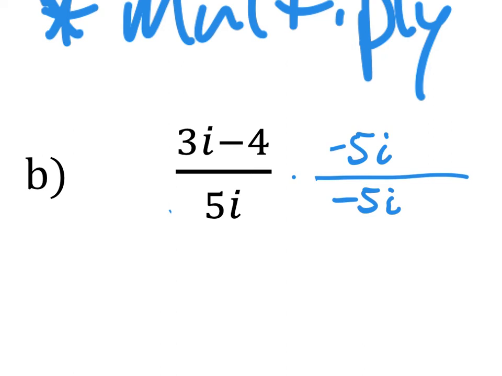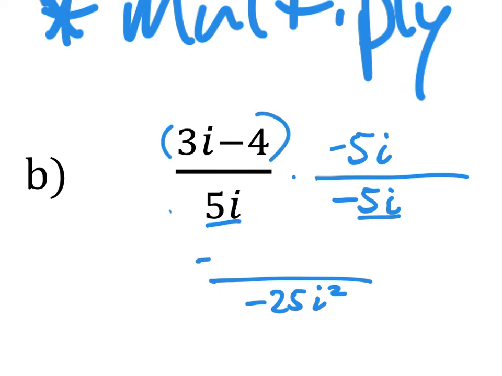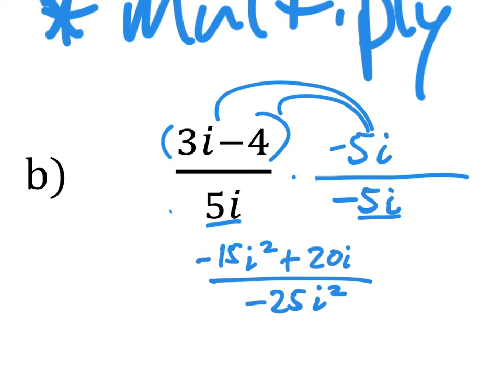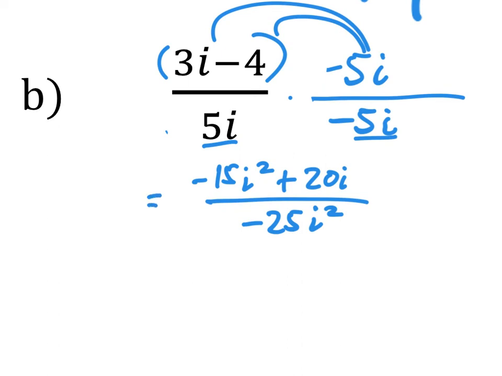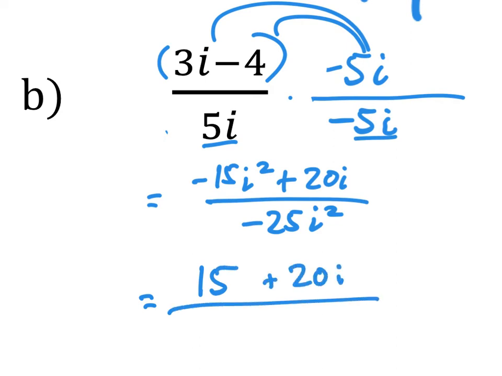All right, so on the bottom, we get negative 5i times negative 5i. That's going to be negative 25i squared. Up top, we've got to distribute that. So we have negative 5i times 3i. That's going to be negative 15i squared. And then that's going to give us a positive 20i. All right, the i squareds are negative 1, so this will be positive 15, 20i. And on the bottom, it'll be negative 25 times negative 1, which is 25.